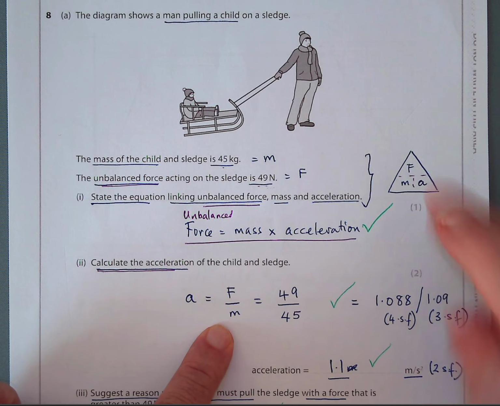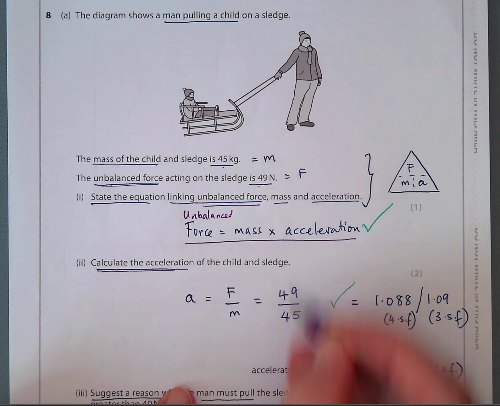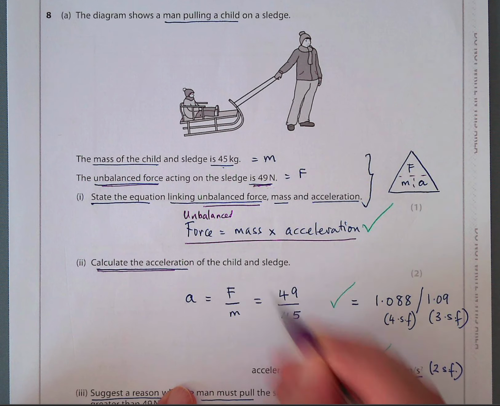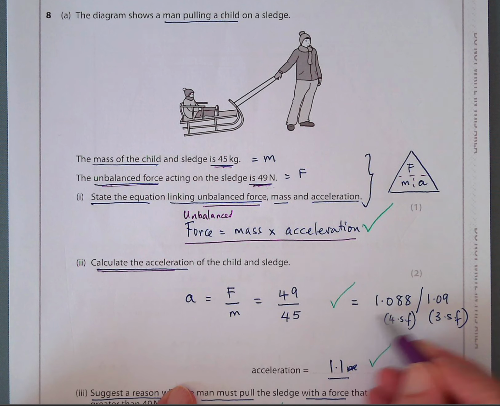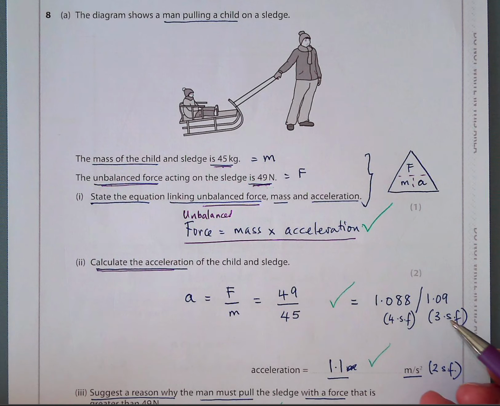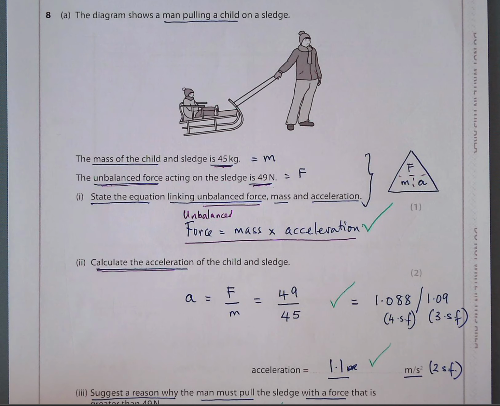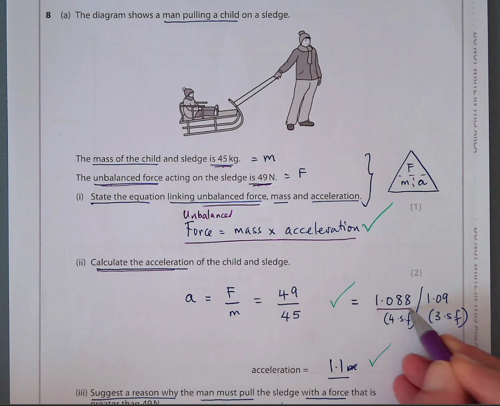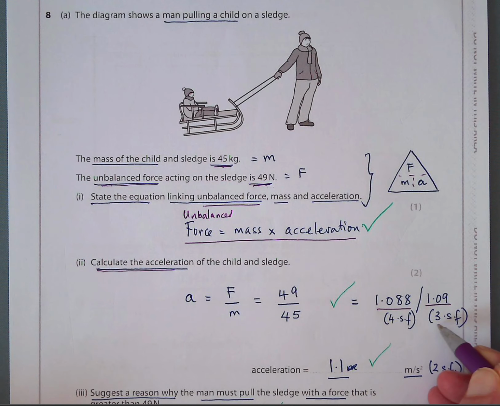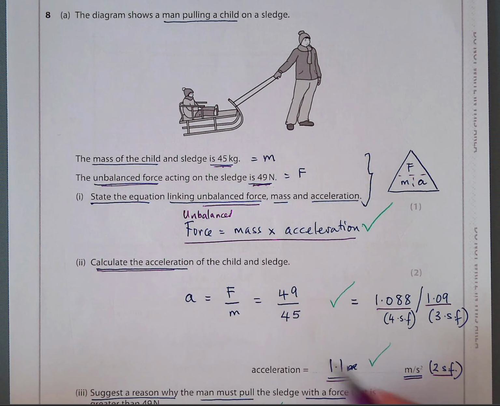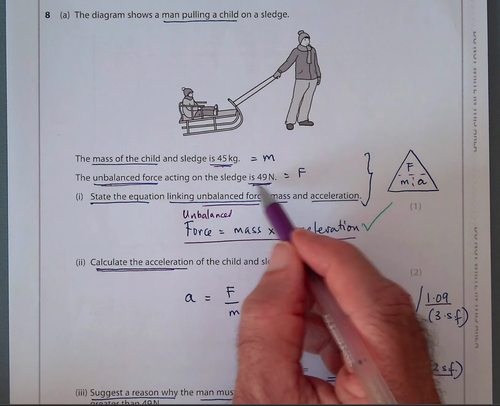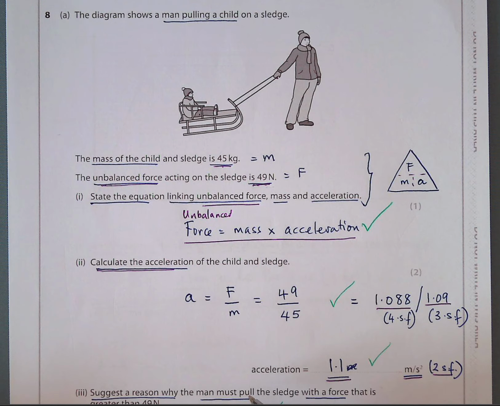So that's the number of newtons, 49, divided by the number of kilograms, mass, 45, and it comes to 1.088. Now, you would normally round that up. If it's 4 significant figures, it would be 1.088; if it's 3 significant figures, it would be 1.09. And you can round it to 2 significant figures, and they're giving you the units. So 2 significant figures is correct because they've only given you 2 significant figures for the force, and they've only given you 2 significant figures for the mass.